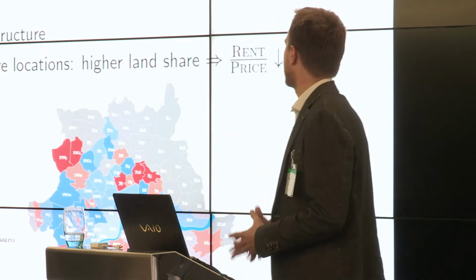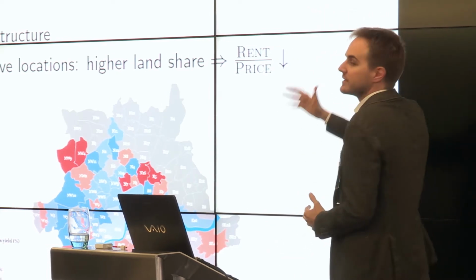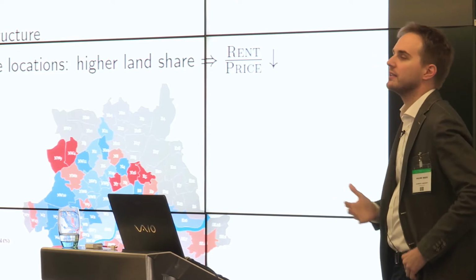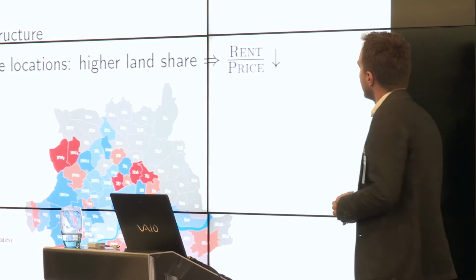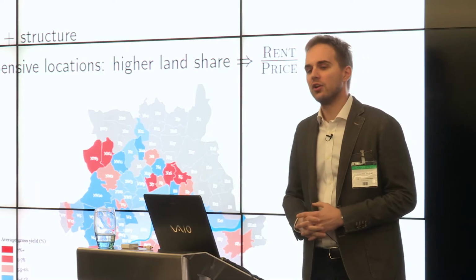So in terms of explanation for these patterns, I'll talk about risk and expected return, but one thing that is often, I think, overlooked is the role of maintenance cost, or if maintenance is not paid, depreciation, the price of the property will go down. So why is it that in more central, more expensive areas, the rental yield is lower?